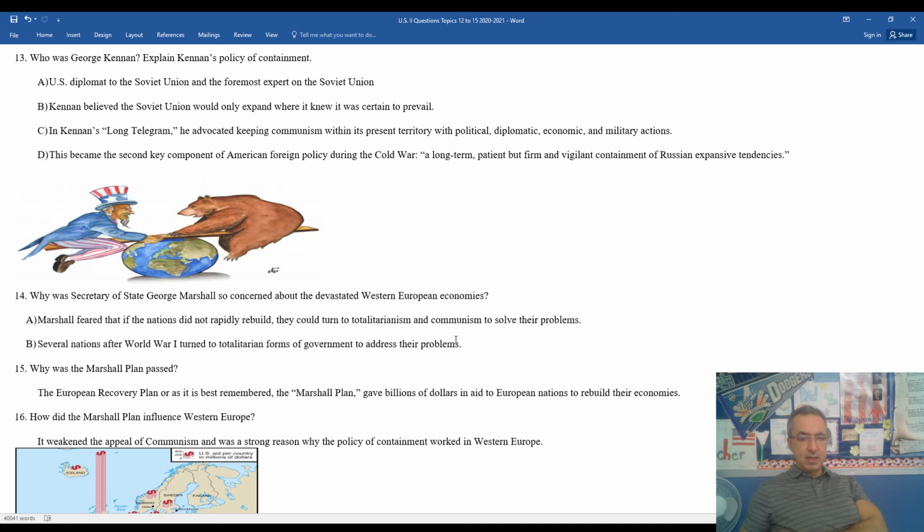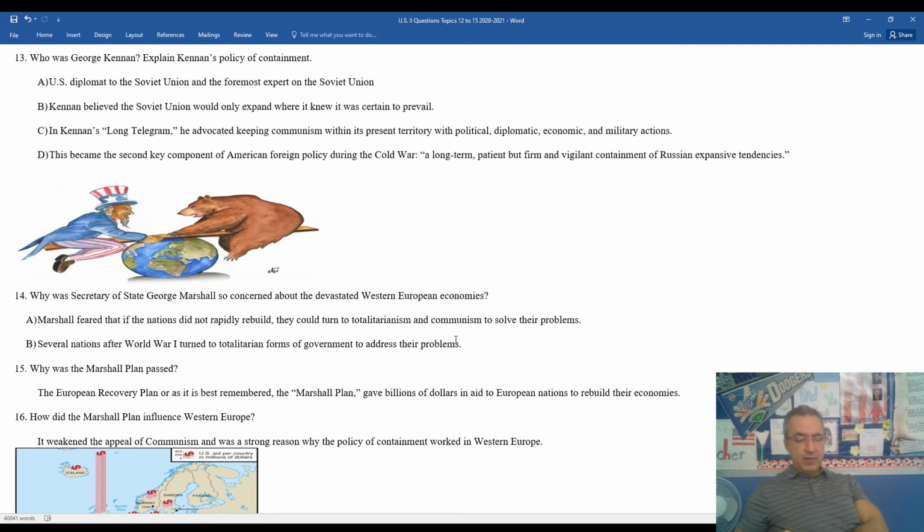"14. Why was Secretary of State George Marshall so concerned about the devastated Western European economies?" Well, first of all, let's take a step back. He was a gentleman who was put in charge of the buildup during World War II. Franklin Roosevelt had trusted him with coordinating supplies and price controls and everything necessary to get uniforms and supplies to the military, and coordinated efforts on the home front to prevent price gouging and deal with some of the shortages. So he was really very well experienced.